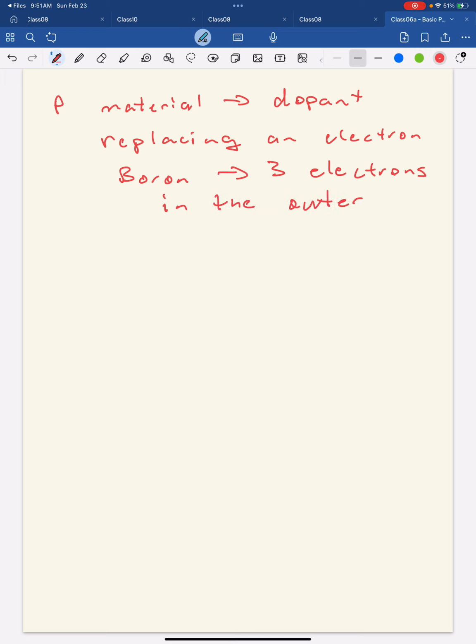And the absence of an electron, the missing electron, is a hole, which effectively has a plus charge. So a P material is a material that has a net positive charge. And holes are essentially missing electrons, but holes can move, because an electron in the neighboring atom can go and move into the hole, creating a hole in the neighboring atom. So holes effectively move.